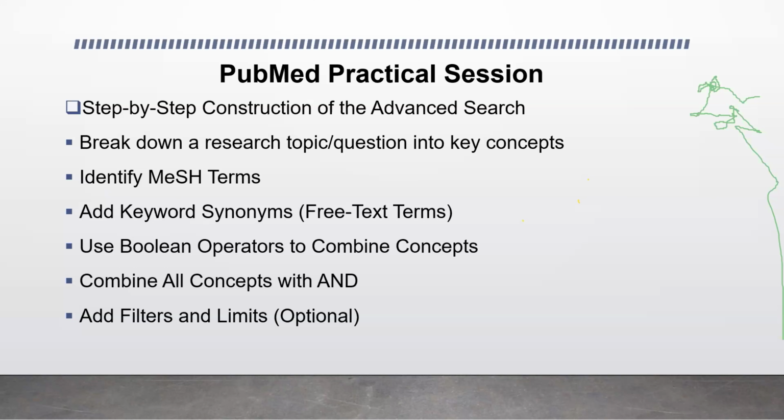So this is the step-by-step construction of the advanced search. When you are building a systematic search, especially if you have a research topic or a research question, number one, you are encouraged to break down a research topic into key concepts. And then after you have broken down a research topic or question into key concepts, now you identify MeSH terms for each concept.